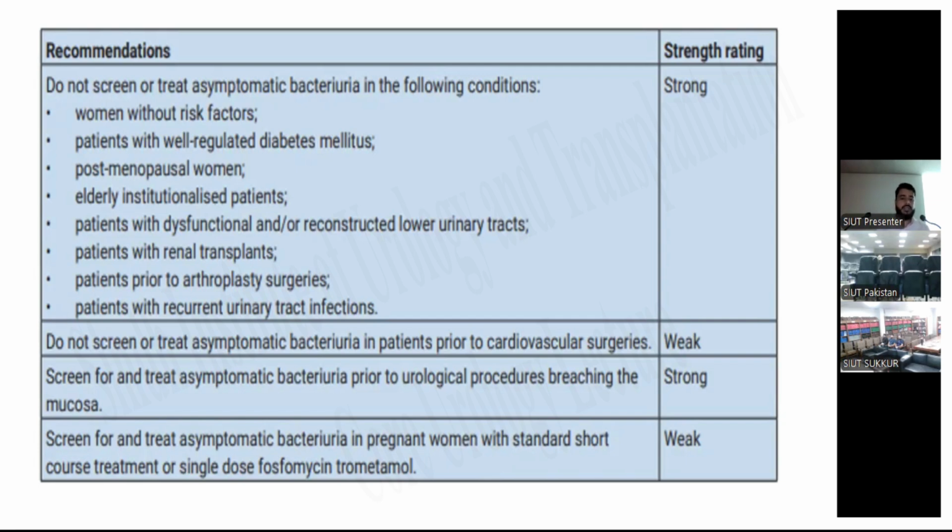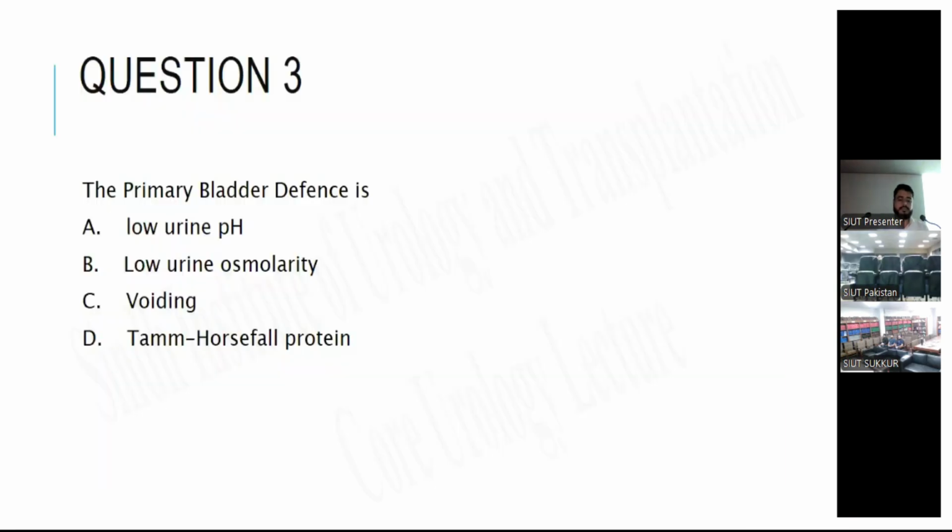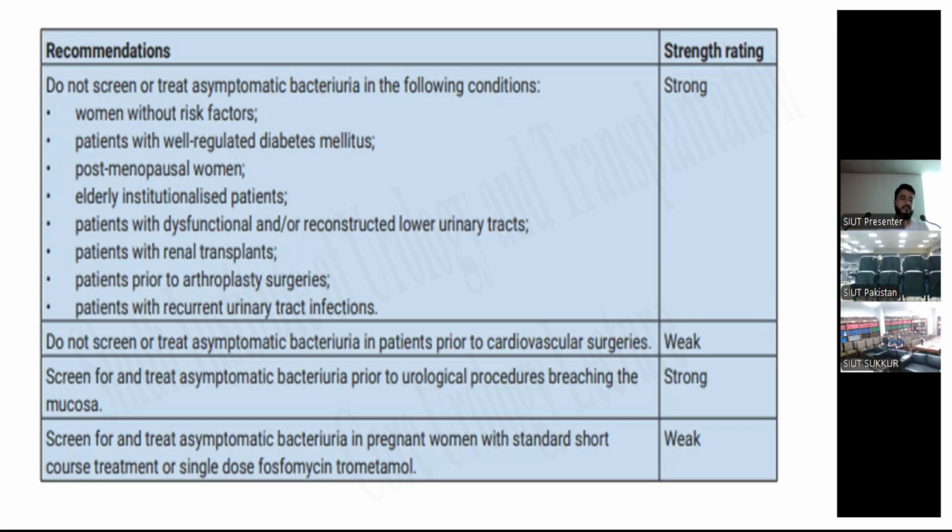Asymptomatic bacteriuria should be treated before any urological procedure that breaches the mucosa, or in pregnant women with a short course or single dose antibiotic, fosfomycin. So what we get from that slide is that asymptomatic bacteriuria should be treated in two cases: before urological procedures that breach the mucosa, and in pregnant women. These are the only two populations in which we should treat asymptomatic bacteriuria.